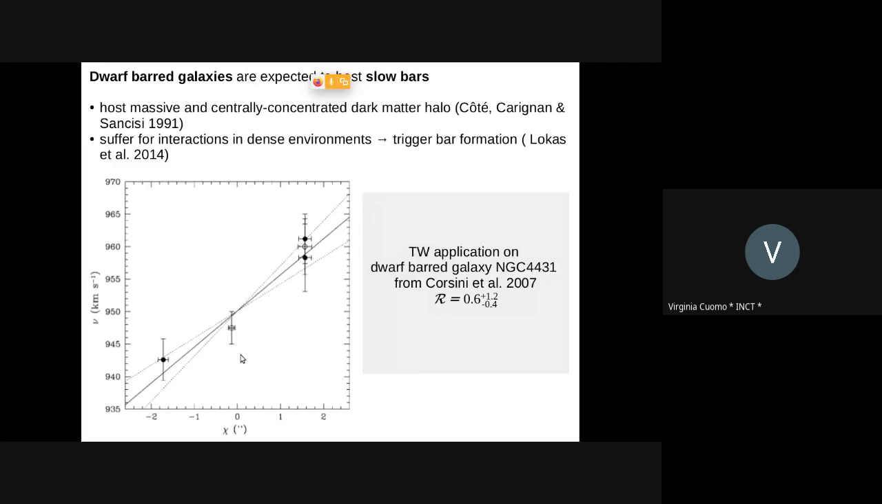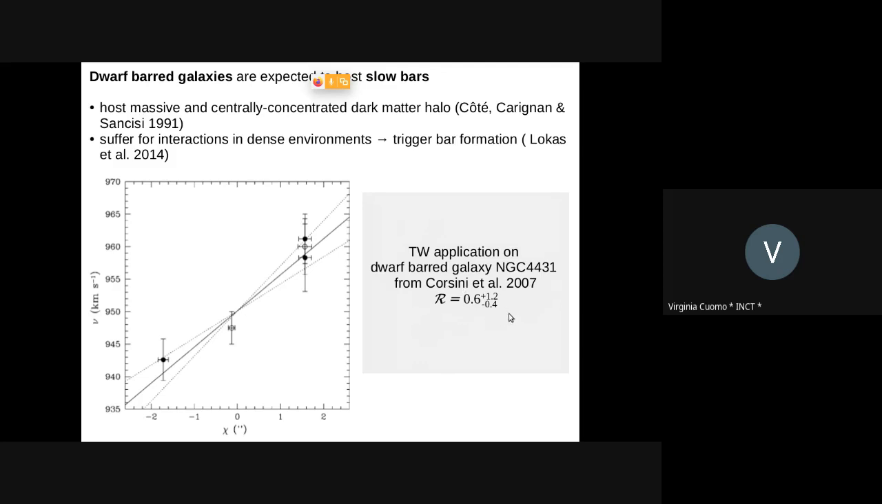Unfortunately, there is only one Tremaine-Weinberg application performed on a dwarf barred galaxy, and here you can see the bar pattern speed estimate that was performed by Corsini et al. in 2017. This is the case of NGC 4431, which turned out to host a fast rotating bar.